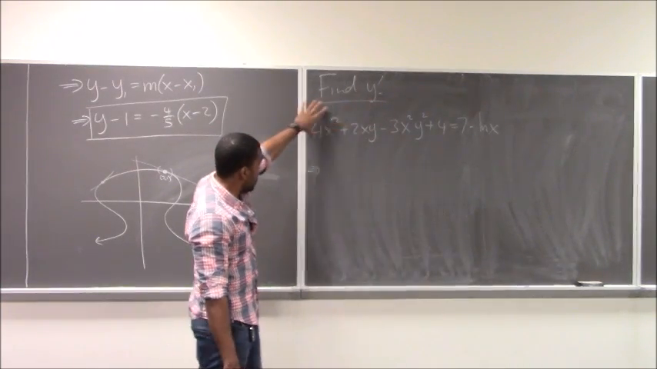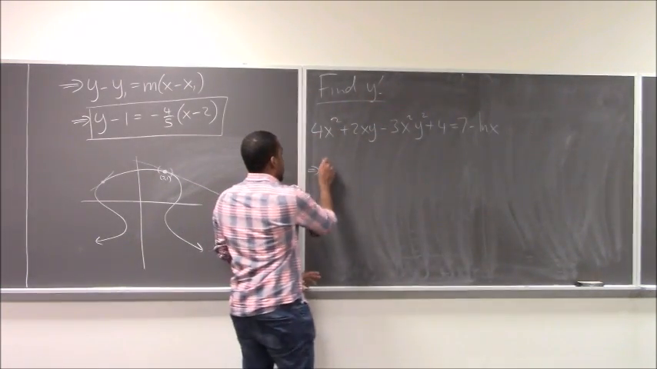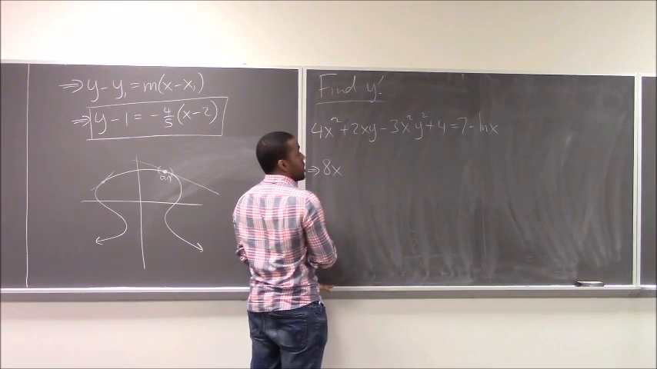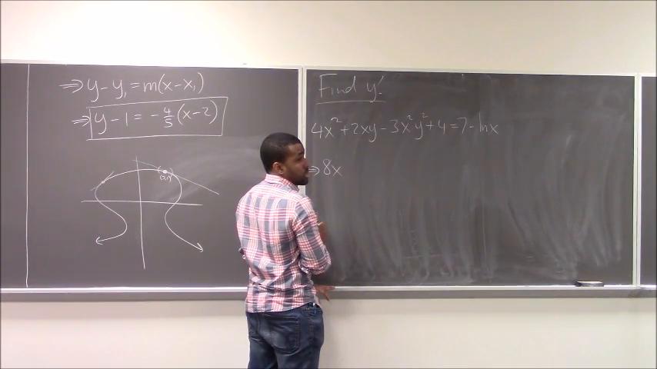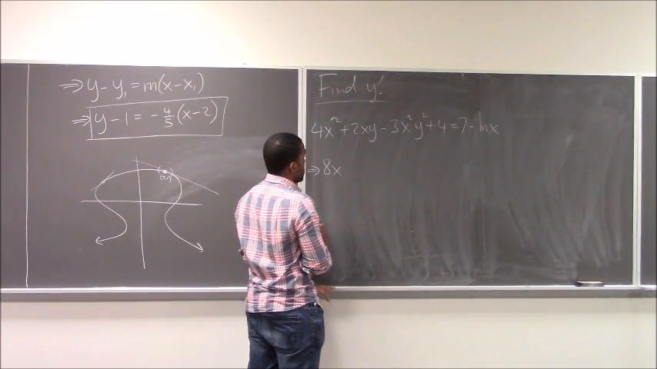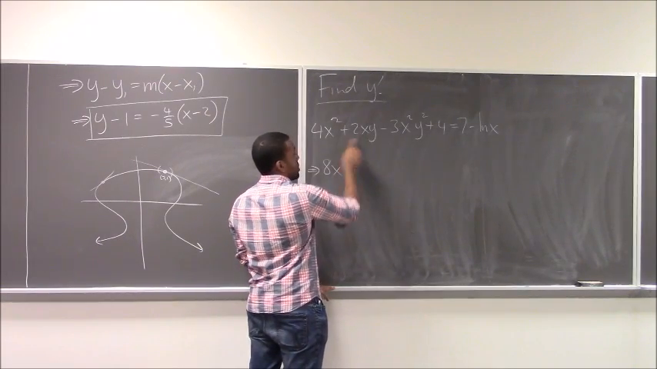We do that one at a time. So 4x squared, differentiate that, you get 8x. What about this guy? Distribute 2xy down.